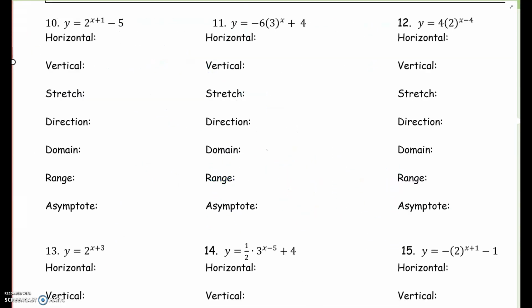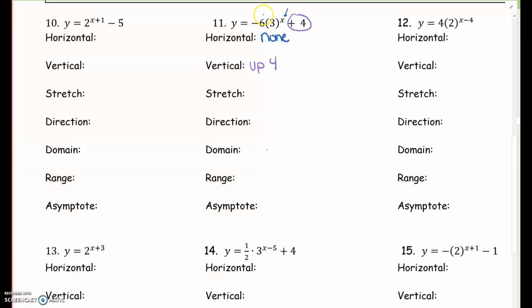Okay, let's do number 11 together. Horizontal refers to side-to-side movement, left or right. That would be whatever is in the exponent. This one doesn't have anything added or subtracted, so horizontal movement would be none. Vertical movement is how the graph moves up or down. This one says +4, so it's going to move up 4. And don't just write up, make sure you write up 4. Put that number in there, it's going to help you later on.